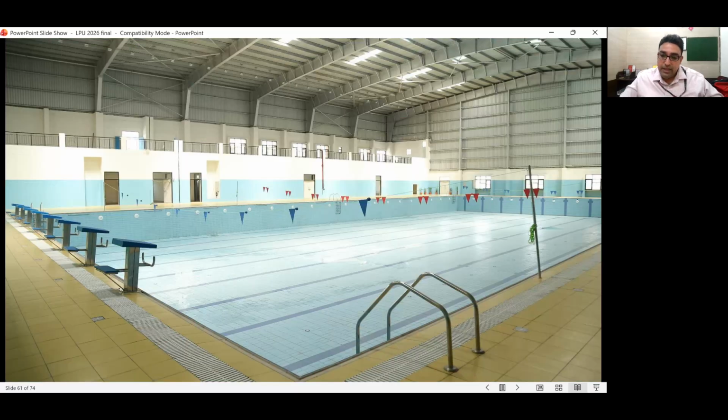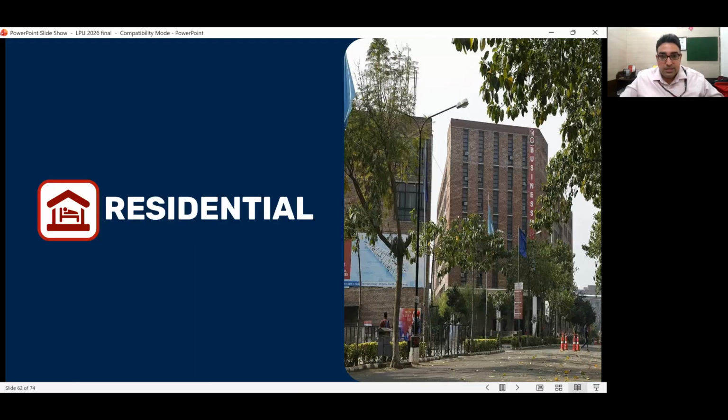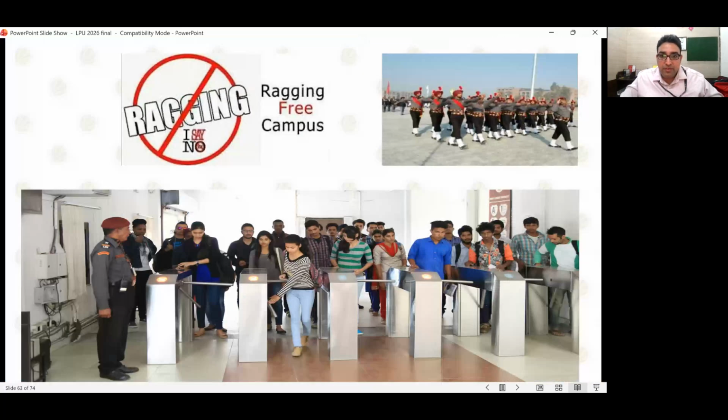Swimming, and of course, residential services. It is home-like residential service away from your home. Fully safe, fully secure, ragging-free campus in Lovely Professional University.